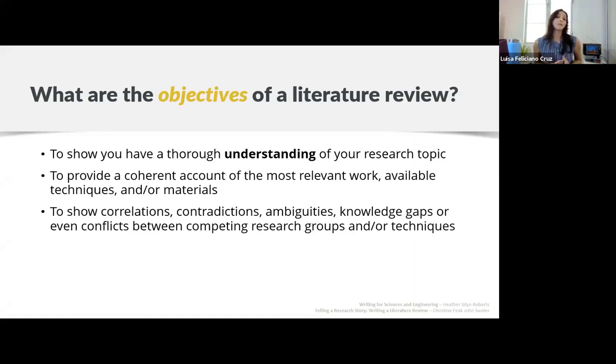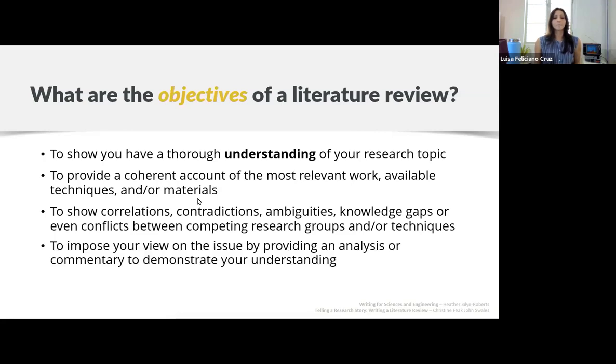You can even have conflicts between competing research groups. So for example, if you're testing a drug and you have a publication of the pharmaceutical industry, then they might publish that the drug is safe and it's been tested and it's safe. But you can have other groups saying that no, it needs to be studied further. So you need to be able to find these conflicts and then discuss them and talk about them, if that's the case in your research.